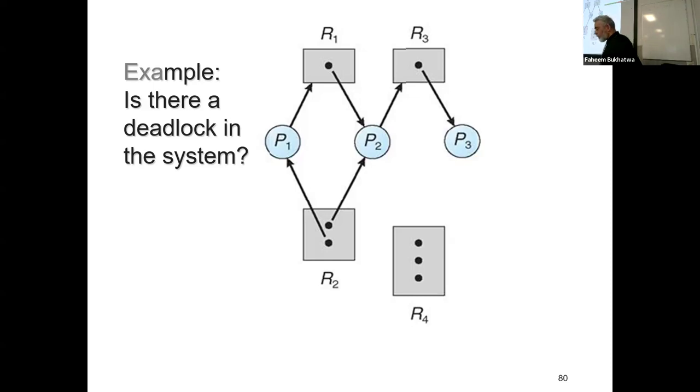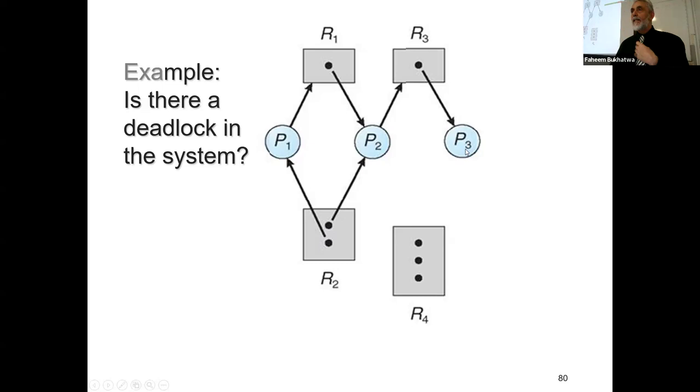Resource 1. Okay, what about it? R1 is pointing at process 2. That means it's allocated to process 2. Does process 2 have everything it needs? It needs 3 resources. Does it have them? No, it has resource 1 and resource 2, but it needs resource 3. It doesn't have it. So, go on.